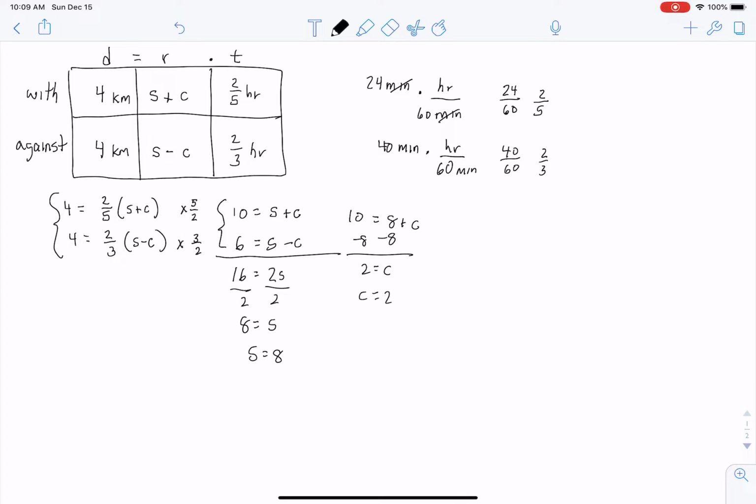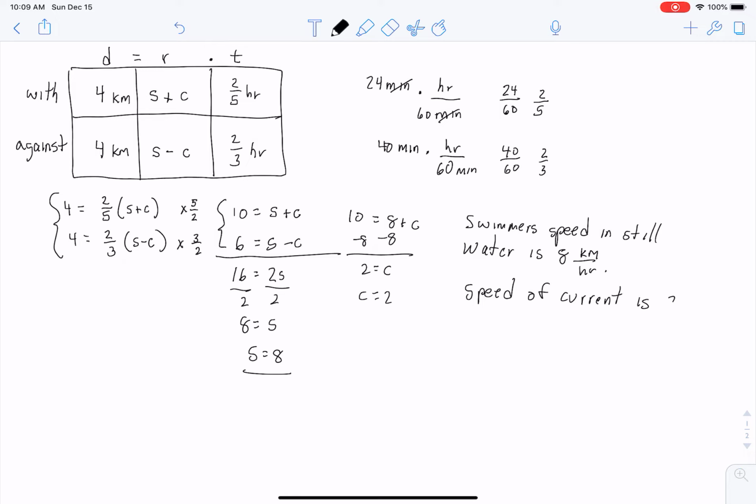Now it said find the rate of the current and the speed of the swimmer in still water. So the swimmer's speed in still water is 8, right down here, 8 kilometers per hour, and the speed of the current is 2 kilometers per hour. And this is what gets boxed as your answer.